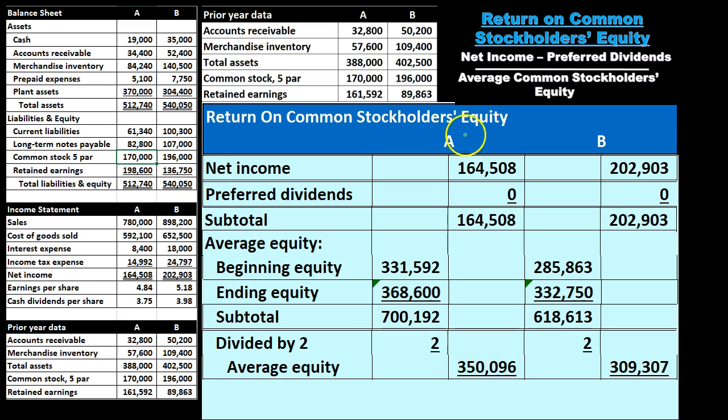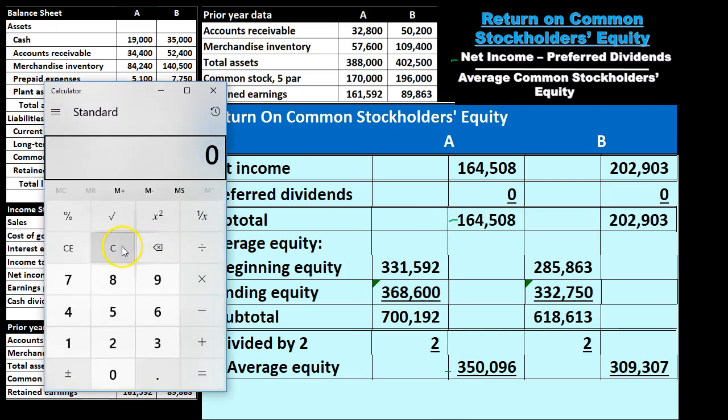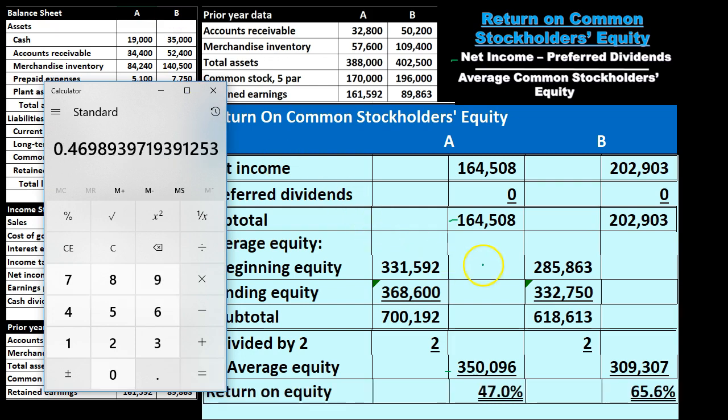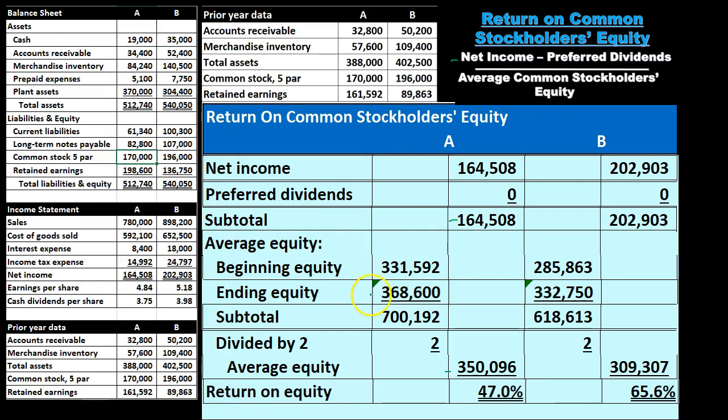And now we can do the calculation, showing we have our two numbers: the net income minus the preferred dividends, divided by the average common stockholders' equity. Let's push that into the calculator now. We've got the 164,508 divided by the 350,096. That's going to give us about 47%. So remember, we're always going to have to deal with the rounding.